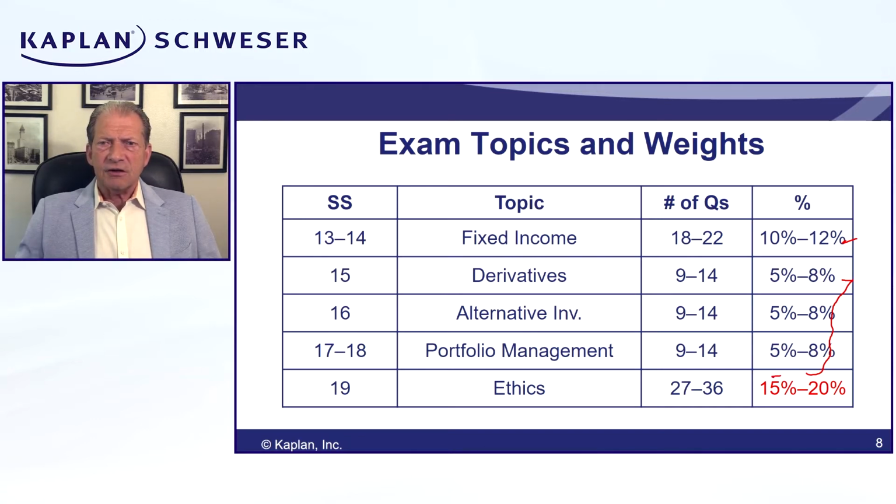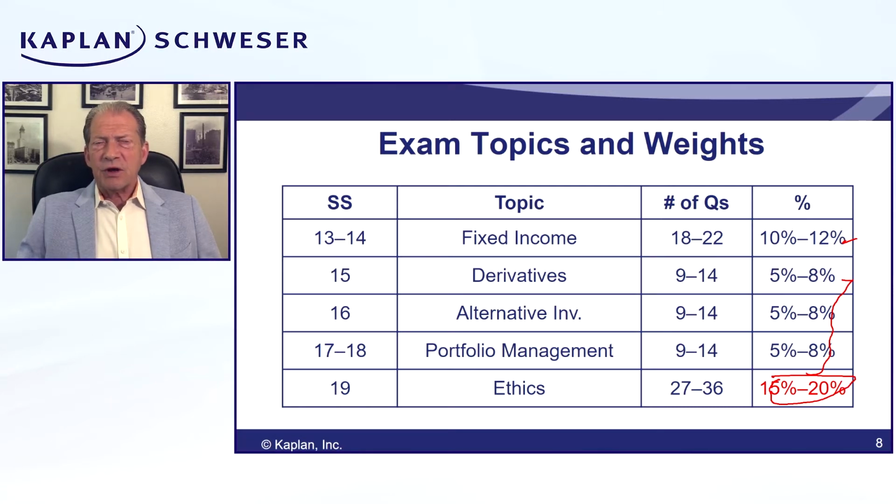And then here's the official largest one, 15 to 20%, is ethics, the standards of professional conduct. And so that's a big part of the exam there. So you need to keep this in mind as you put together your study plan and as you study, because that means there's more points available. So the most points are available in the accounting, the financial statement analysis, and ethics.